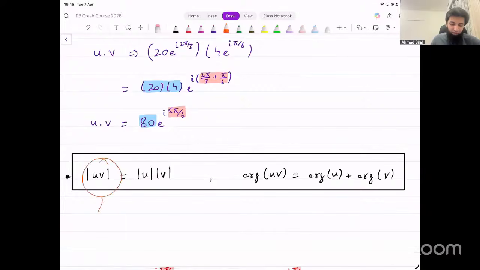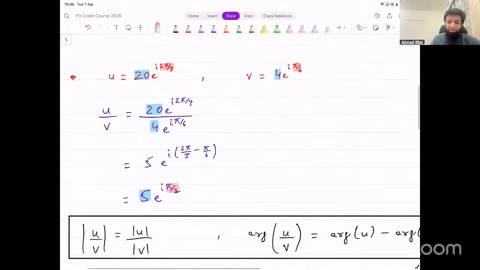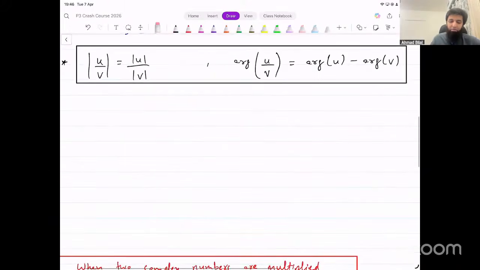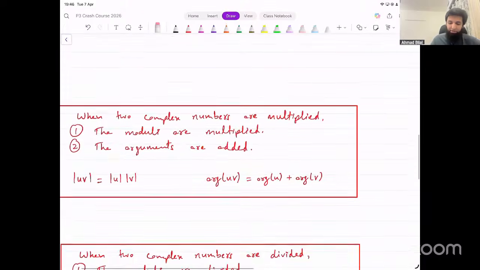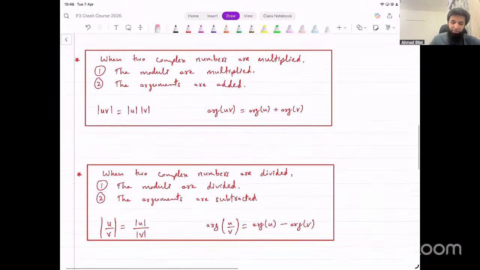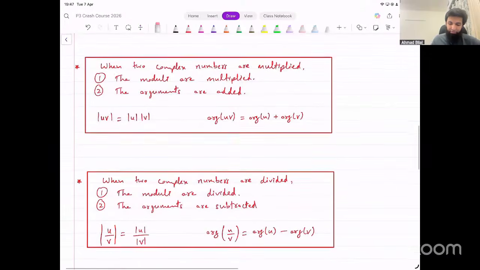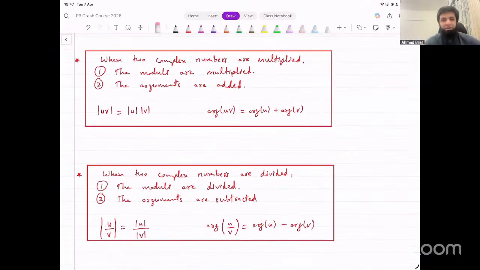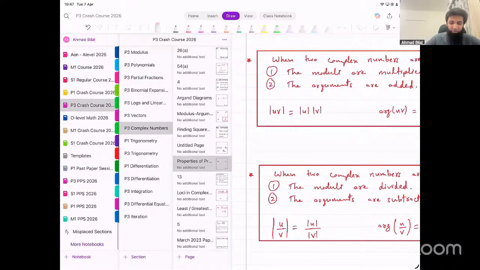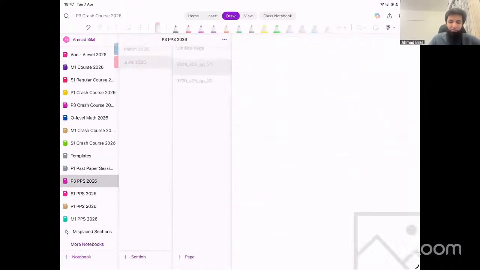Modulus of u into v, that is the same as modulus of u into modulus of v. So when two complex numbers are multiplied, their modulus are also multiplied. And the arguments, they are added. They are summed up together. And when two complex numbers are divided, their moduli are divided and the arguments are subtracted. These are rules that you need to remember, properties of complex numbers when two complex numbers are multiplied or divided. We could use these properties as well there or do normal multiplication. It's your choice what you want to do there.